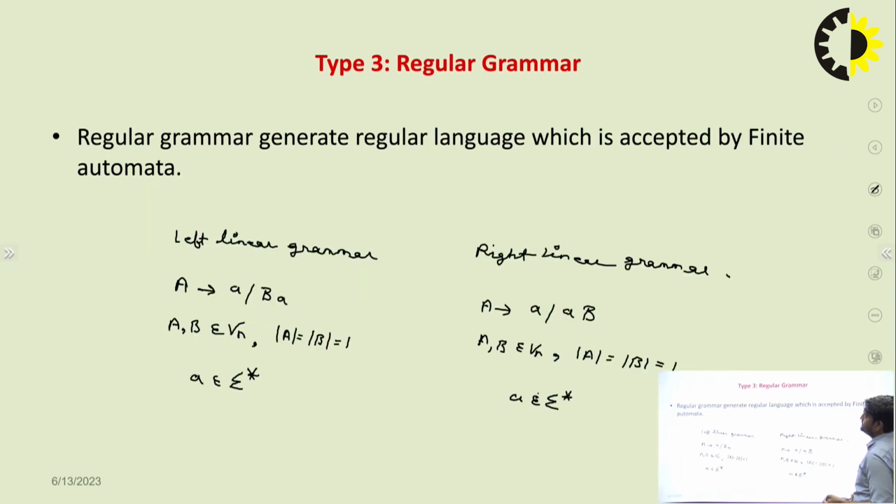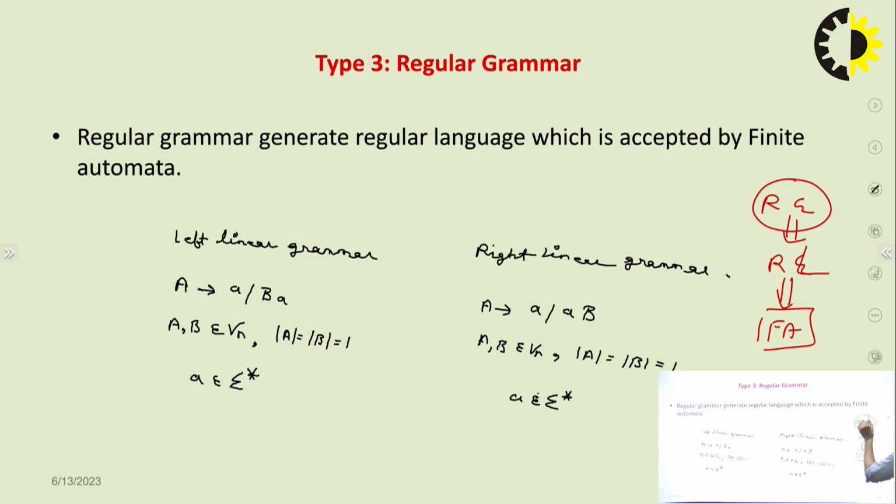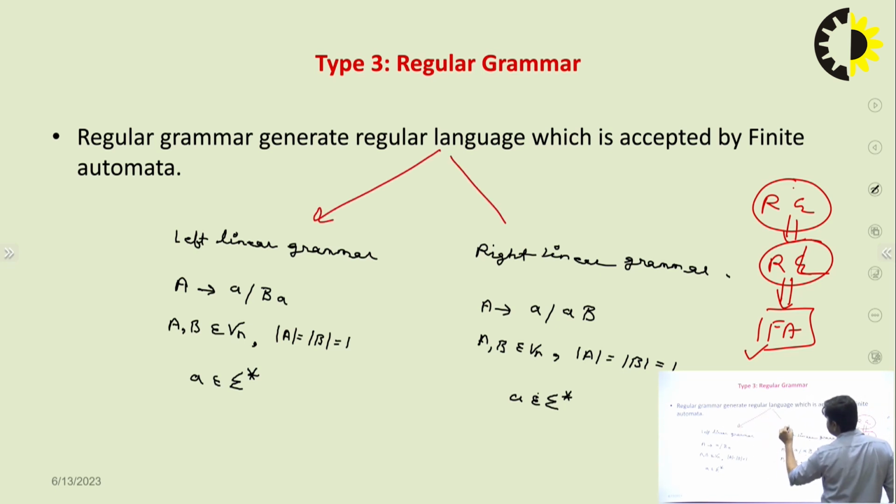Next is regular grammar. Regular grammar generates regular languages. Regular language is accepted by finite automata. Grammar is complex, language is simple, accepted by finite automata. That is the meaning. Here, regular grammar is classified into two types: left linear grammar and right linear grammar.